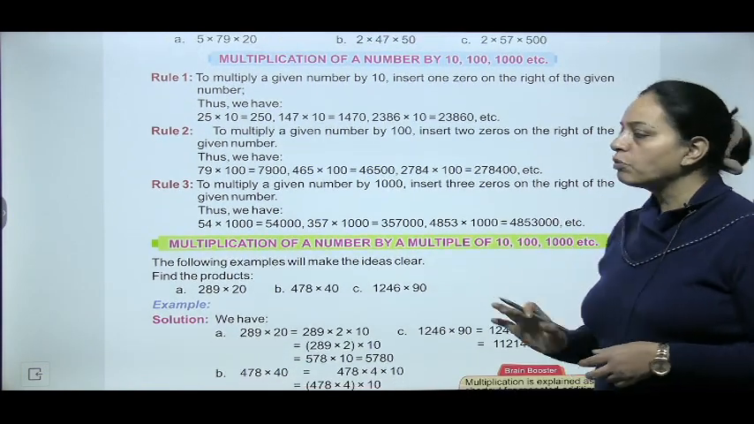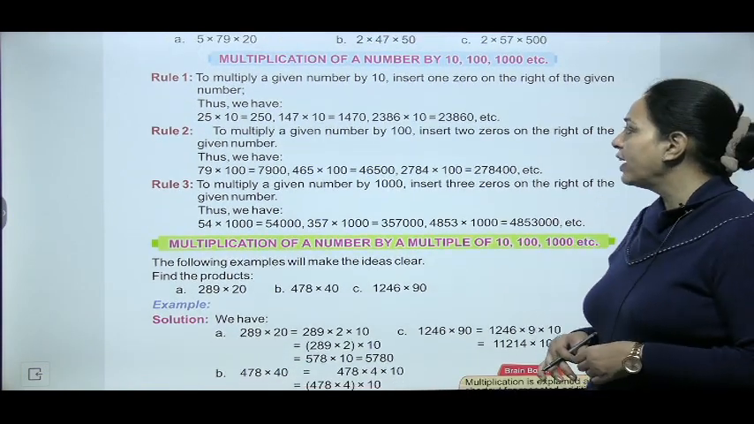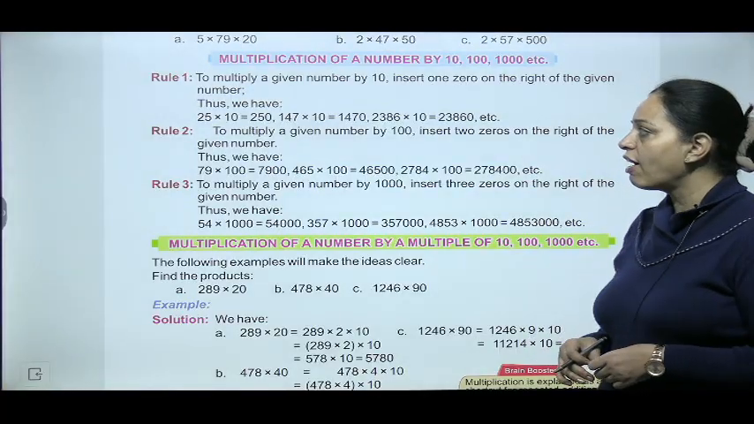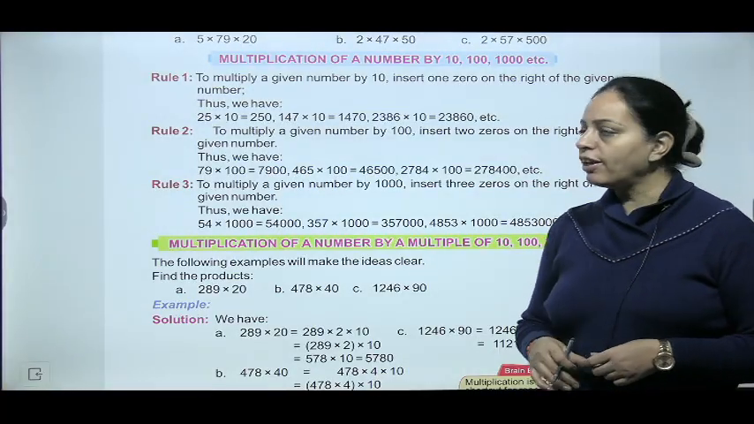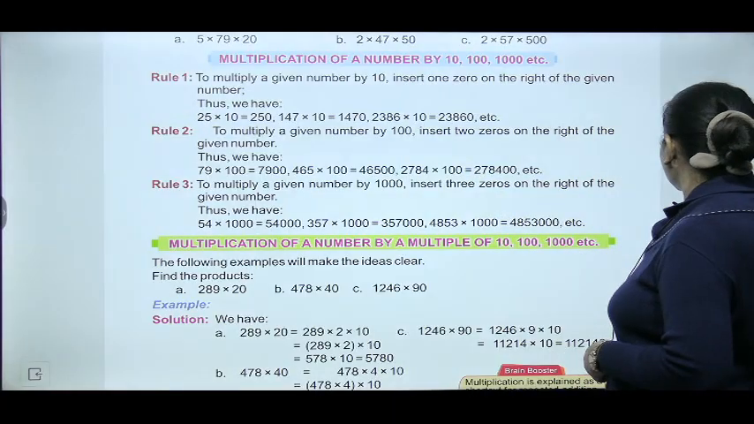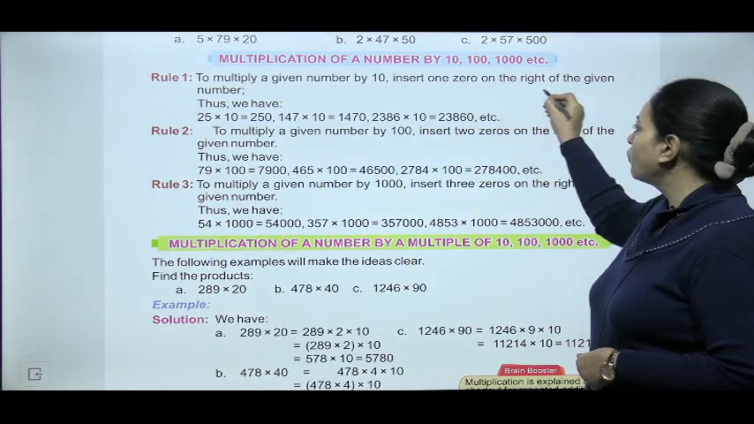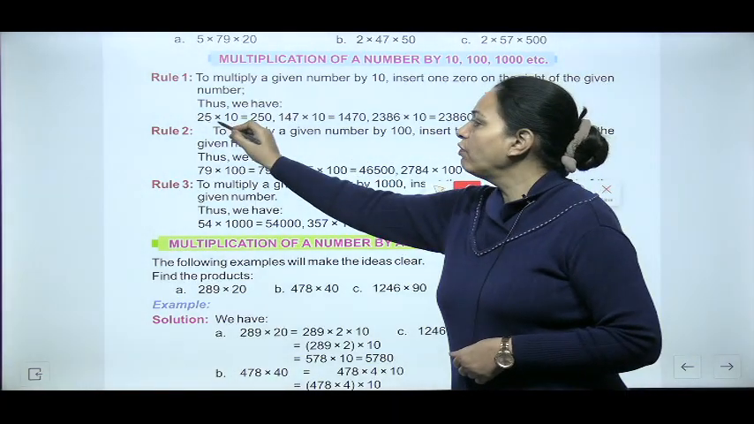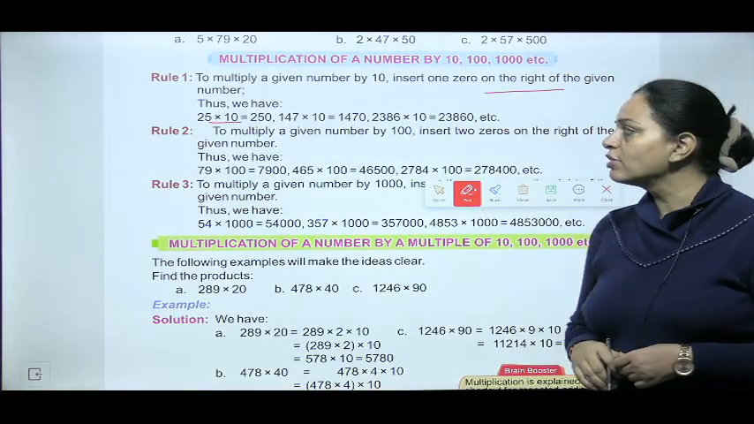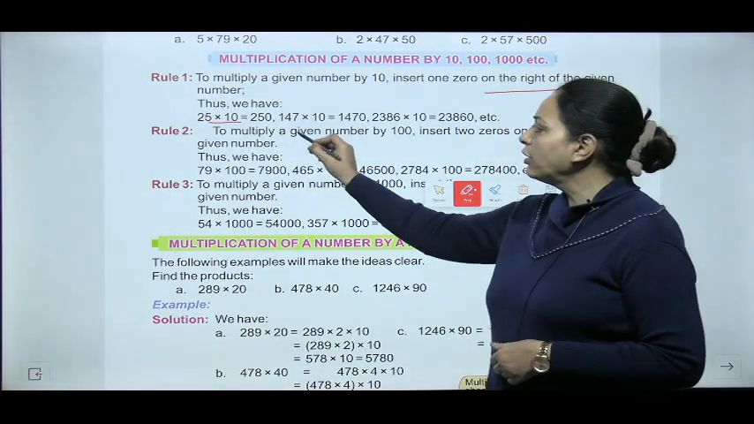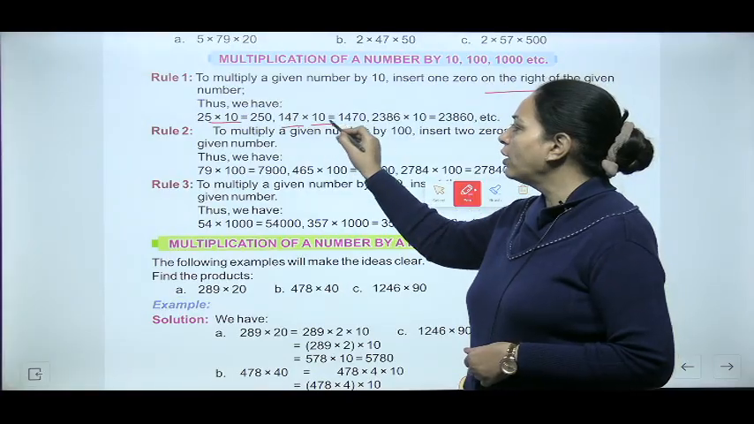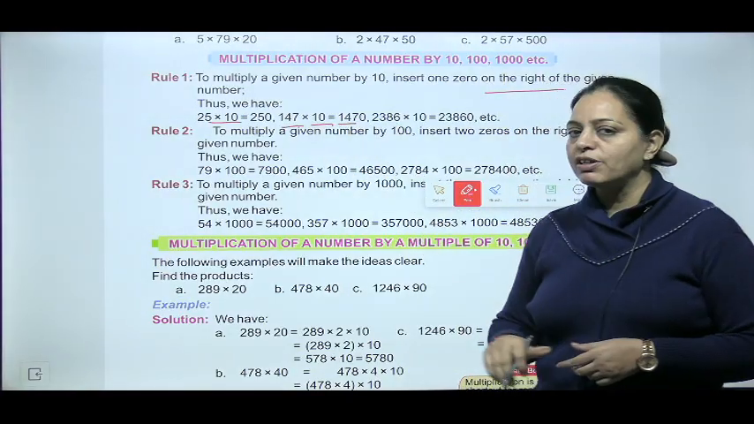Now we are talking about multiplication of a number by 10, 100 or 1000, etc. So rule 1, to multiply a given number by 10, insert 1 zero on the right of the given number, like 25 into 10. So answer is 250. 147 into 10, so 147, and 0 at the end.